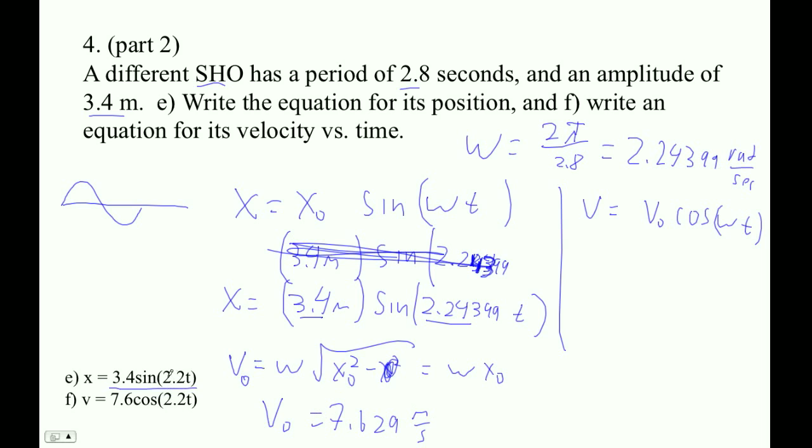Now, if you do this rounded value times this, you don't get 7.6. But if you use the unrounded one times that, which is what you should do, then you get this. So v is equal to 7.6, I'll just say 629, cos of 2.24, I'll go 2.244, t, like that. So 7.6 cos 2.2 t.